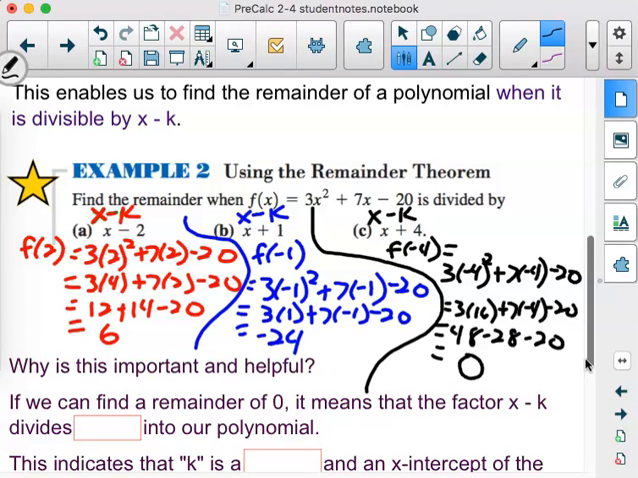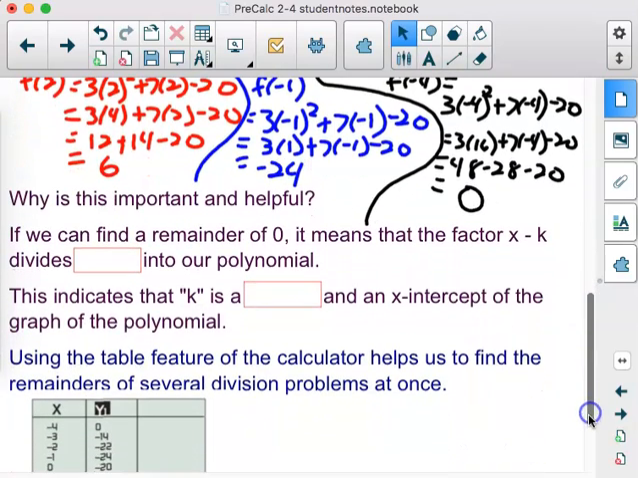Now that means this one is special. That tells me that x plus 4 divided into 3x squared plus 7x minus 20 perfectly, evenly, no remainder. That also tells me that this is a 0. So we're connecting all the information that we know about graphs so far, and this is adding another new piece to it, where we're going to know where it crosses the x-axis by finding those zeros.